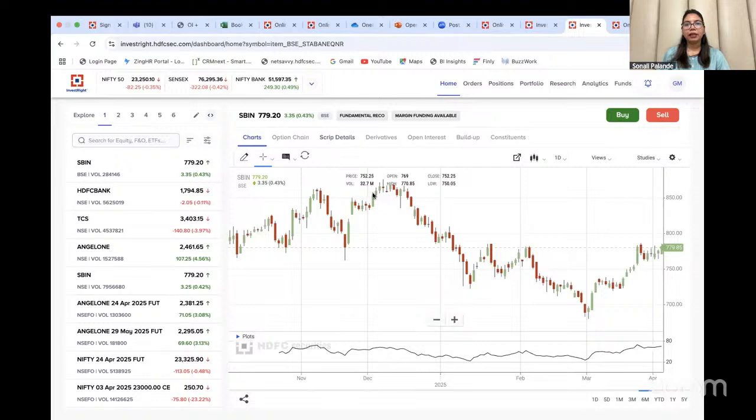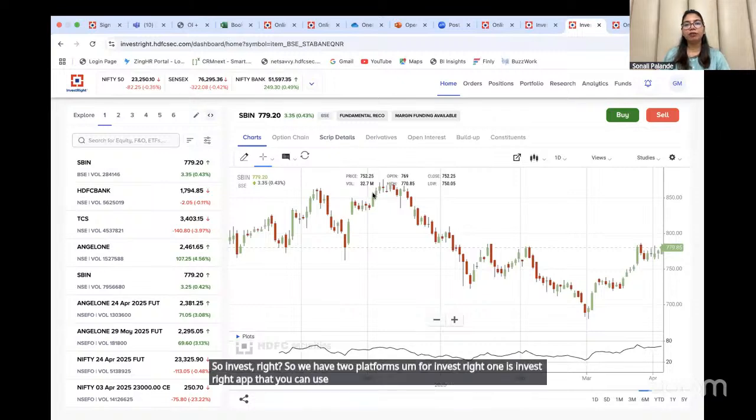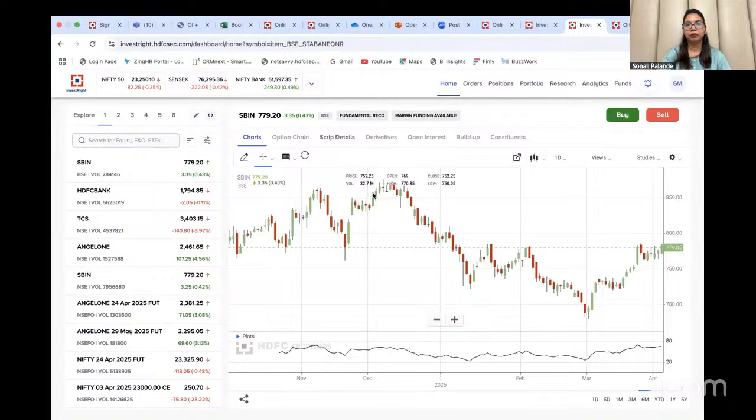So we have two platforms for Invest Right. One is the Invest Right app that you can use on your mobile, and Invest Right Web that we had just seen. So both the platforms we have for the Invest Right users or for HDFC Securities users. Any more questions, anybody?